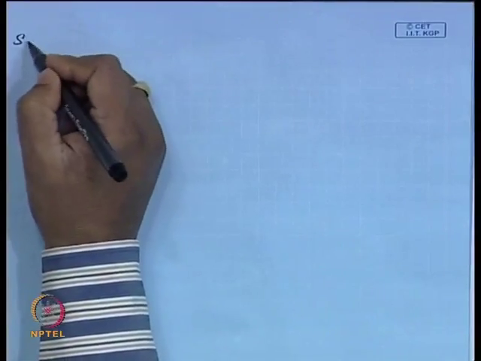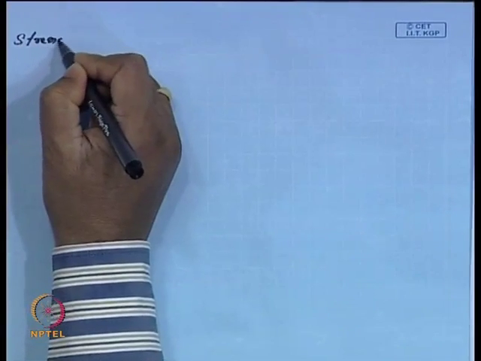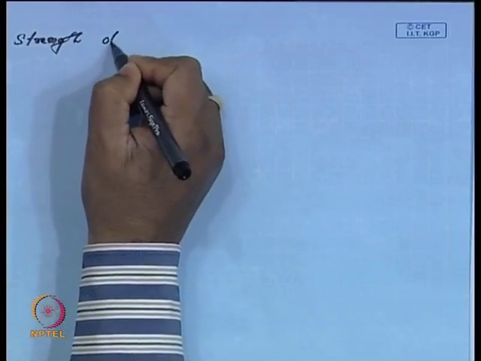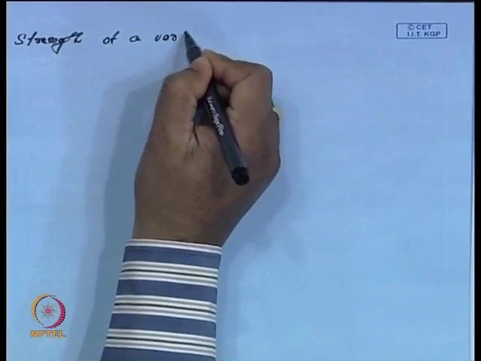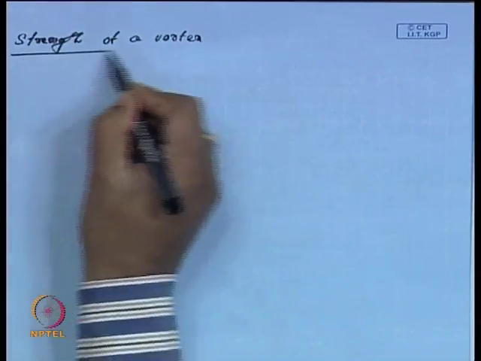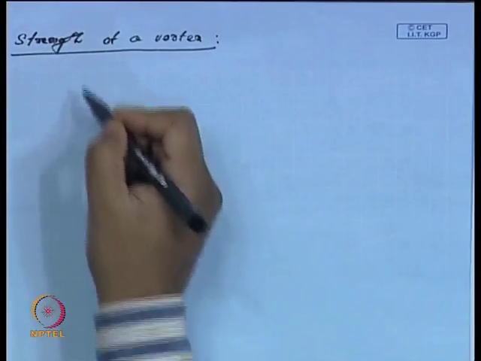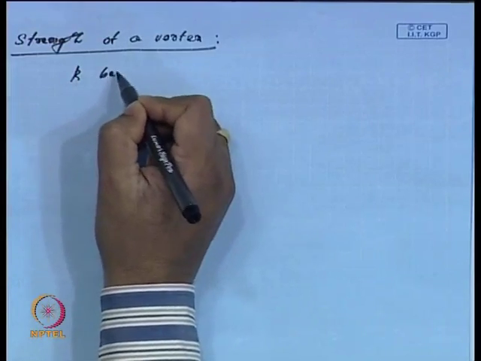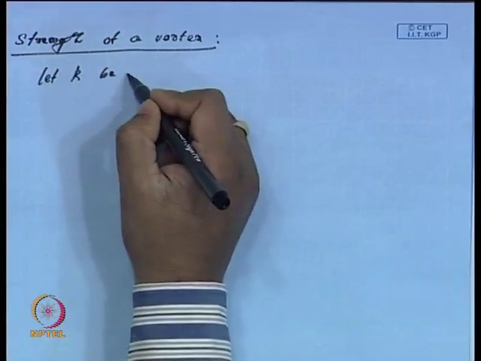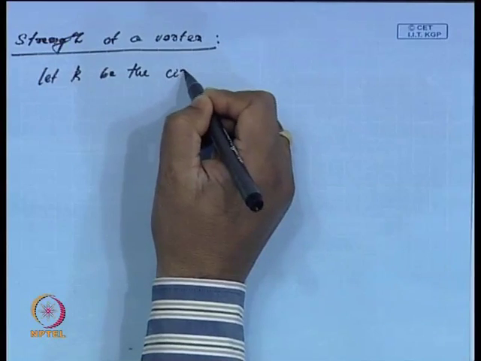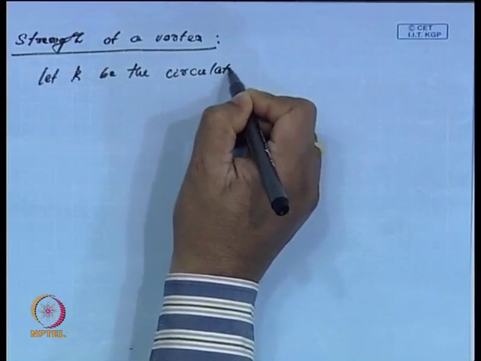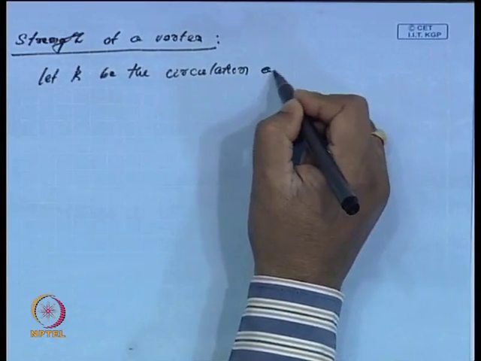Now, if you look at the strength of a vortex tube, what is the strength of a vortex? Suppose K be the circulation around a closed curve.